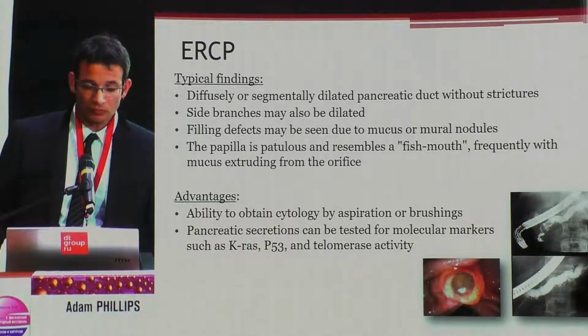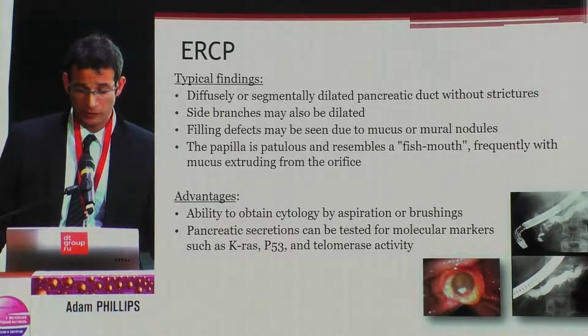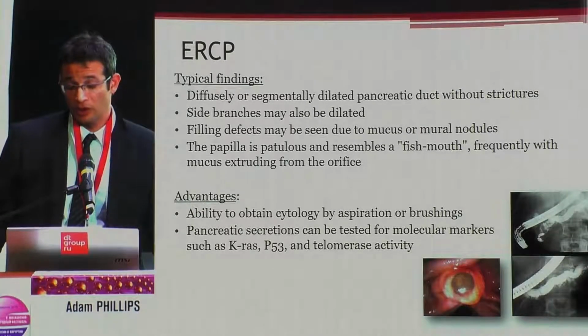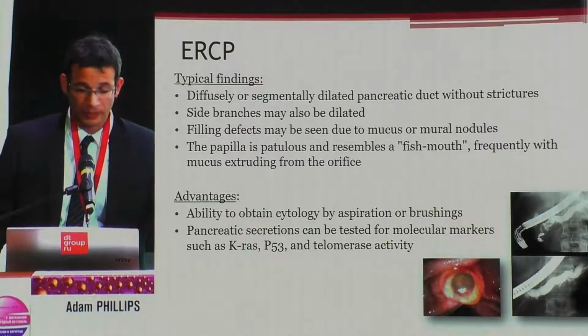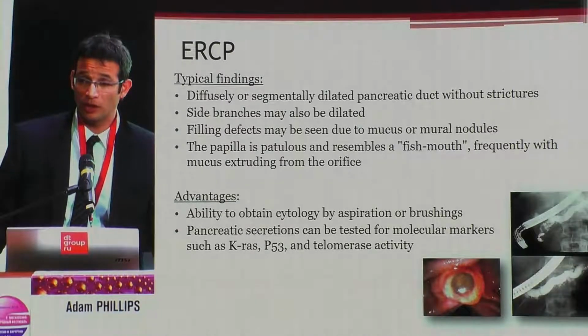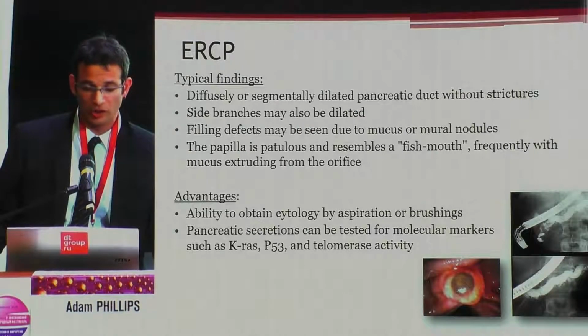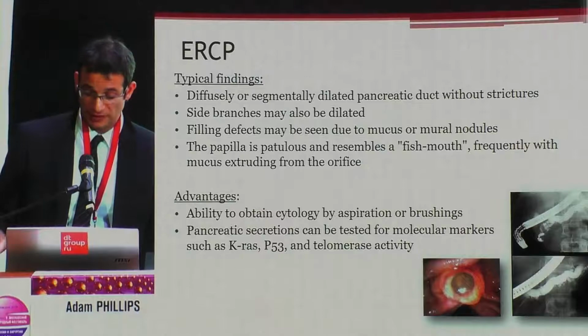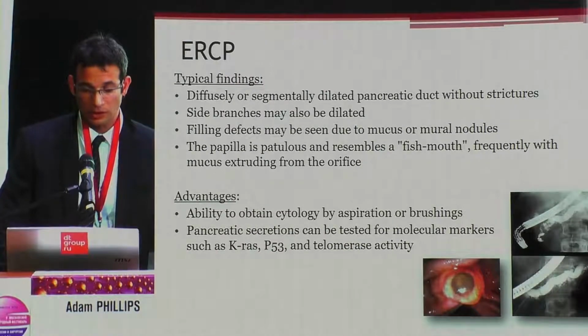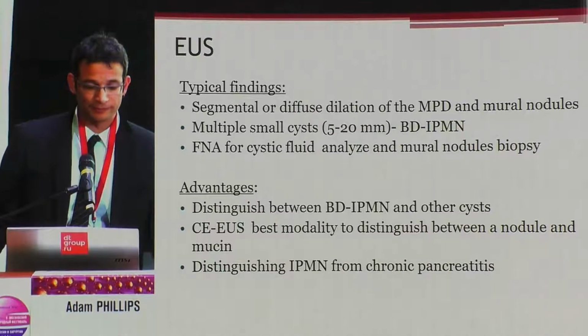And we can see a patulous papilla, which is a fish mouth appearance that is very significant for IPMN. The advantage of doing an ERCP is the ability to take cytology by aspiration of the mucin or doing brushing to see the pathology. We can also take molecular markers such as KRAS, GNAS, or telomerase and study if we can say something about these molecular markers.